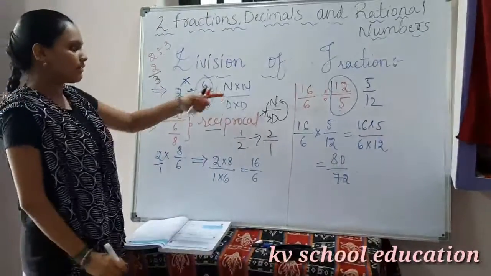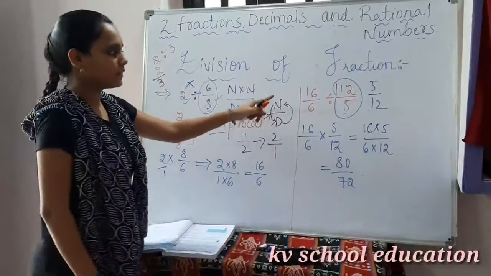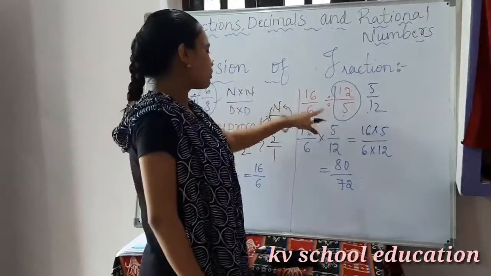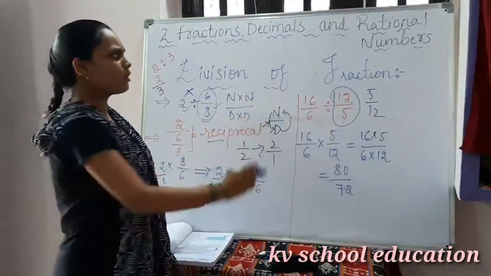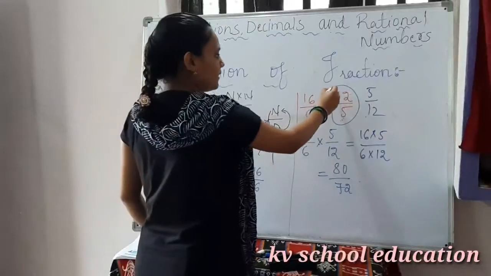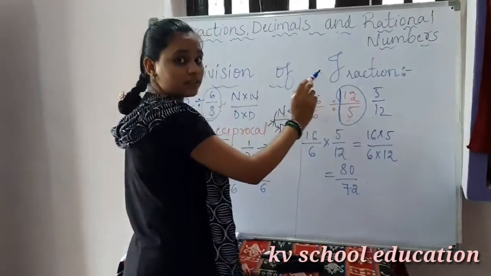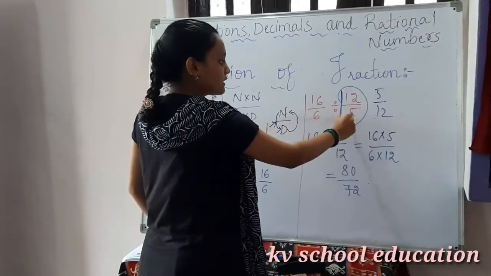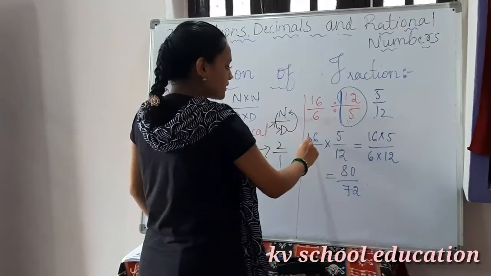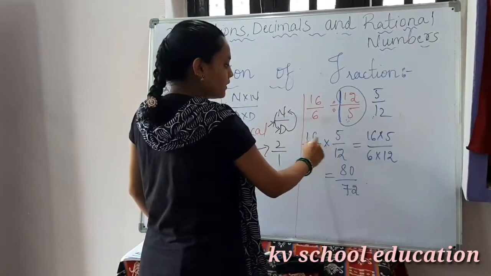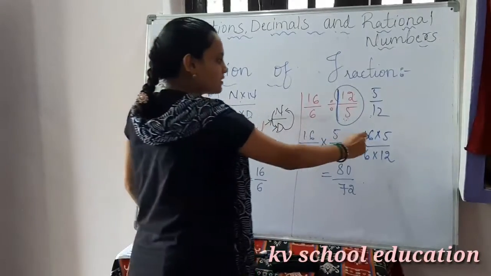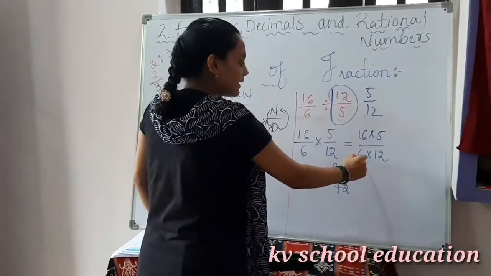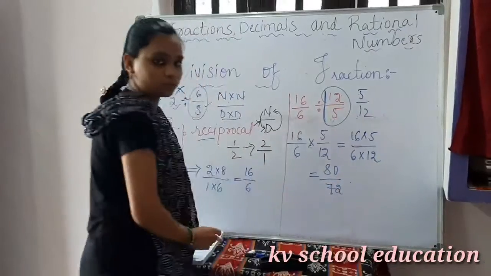So once again I will repeat, 16 by 6 divided by 12 by 5. As in the previous problem, in every division of any fraction, in the second fraction we should take the reciprocal. 12 by 5 reciprocal is 5 by 12. So 16 by 6 into 5 by 12. Numerator into numerator by denominator into denominator. 16 into 5, 80, by 6 into 12, 72.